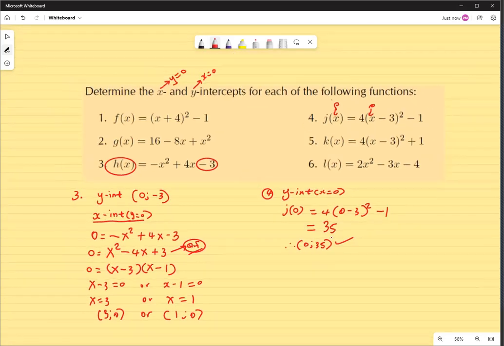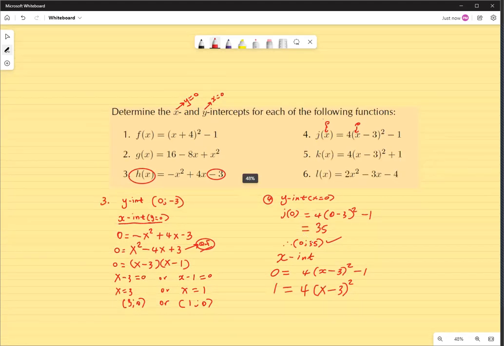Let's do the x-intercept. So x-int. Remember, for x-intercept, we make y 0. So we have 0 equals 4 times (x minus 3) squared minus 1. Then I'm going to move 1 that side, which becomes positive 1 equals 4 times (x minus 3) squared, right?